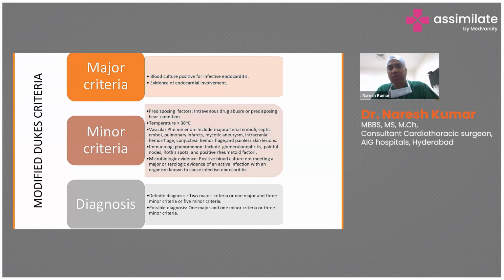If there are two major criteria, or one major and three minor criteria, it is a definitive diagnosis of infective endocarditis. Or if five minor criteria are met, then we can definitely say the patient has infective endocarditis. And if there is one major and one minor criterion, or three minor criteria, it is possible infective endocarditis, and we should support it with other imaging modalities like 2D echo or MRI.